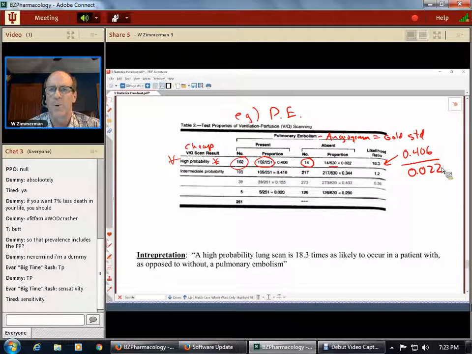And when I look at that test, the sensitivity is so bad, I go, geez, what's the use of that? Well, look at this. A high probability lung scan is 18 times more likely to occur in a patient with, as opposed to without, a pulmonary embolism. That's valuable information. You've got to interpret these tests. You can't just say, oh, the test said no, or the test said yay. There's an interpretation that's required here.